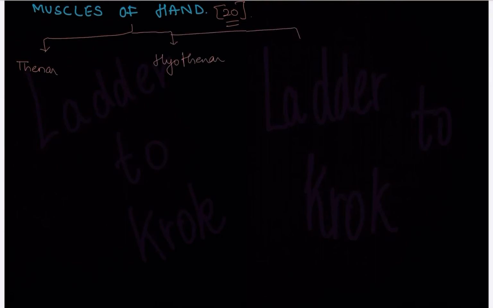First of all, let us know how many muscles are there. There are 20 muscles just in your hand. Hand is what? Your palm. So starting with all the muscles, make a column. That will be better. Thenar muscles, then you have hypothenar muscles, then you have lumbricals, then you have interosseous muscles.